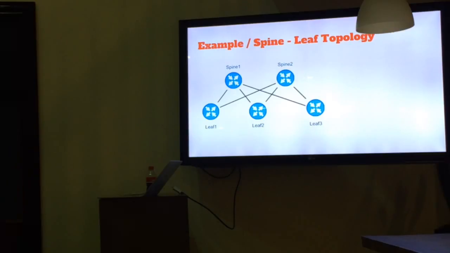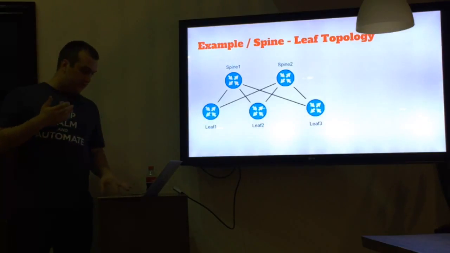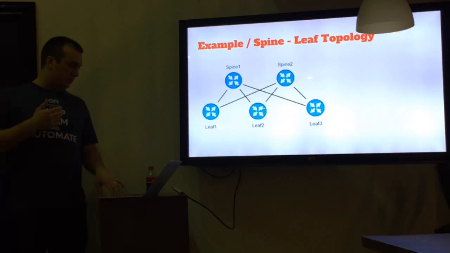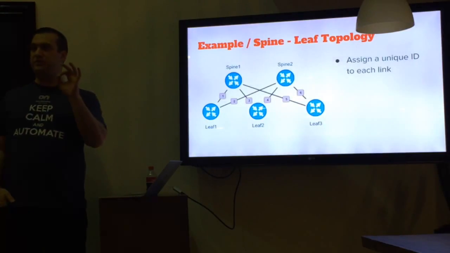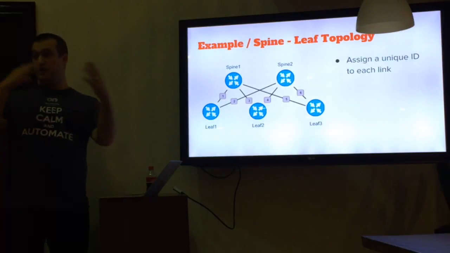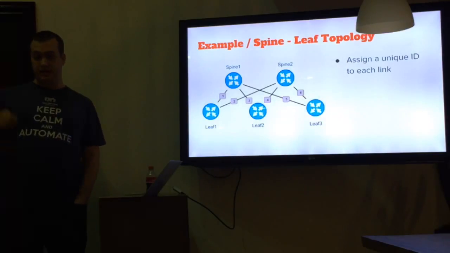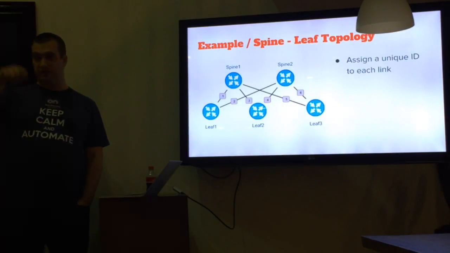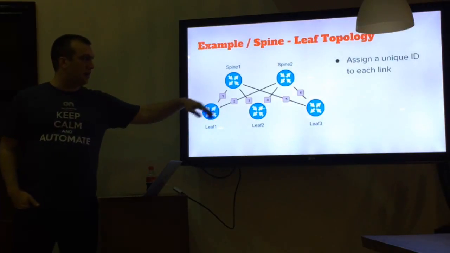So as an example, let's try to build this topology, very simple, a spine and leaf with two spines to the leaf. The way I address the problem is I assign a unique ID to every physical link. And the way I do that is I draw the topology exactly like that, and then I very quickly put the numbers on every physical link, and you will understand later how it works.